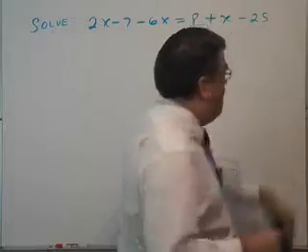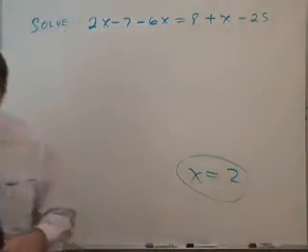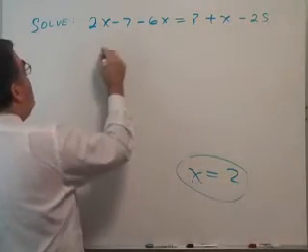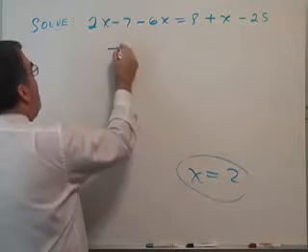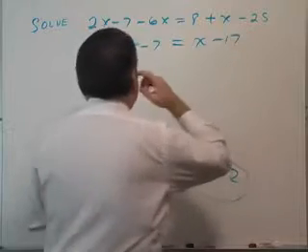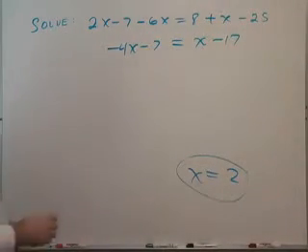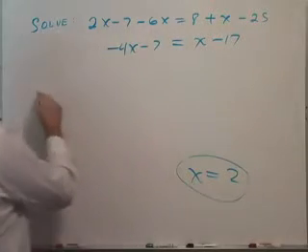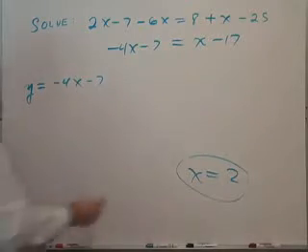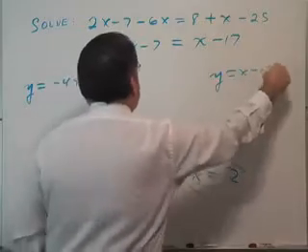And then this will hopefully persuade you that there's only one answer to this equation. All right, so if we combine terms here, like we did before, we get minus 4x minus 7. And over here I've got x minus 17. So that's simplifying both sides. All right, if I look at this left side as the equation y equals minus 4x minus 7, and the right side as the equation y equals x minus 17.